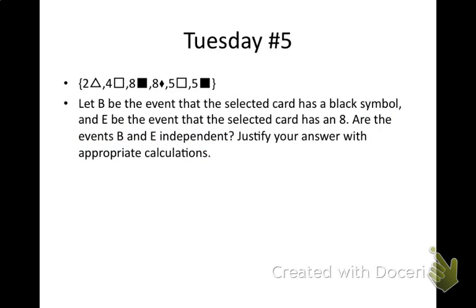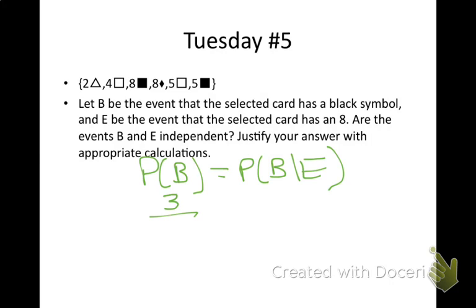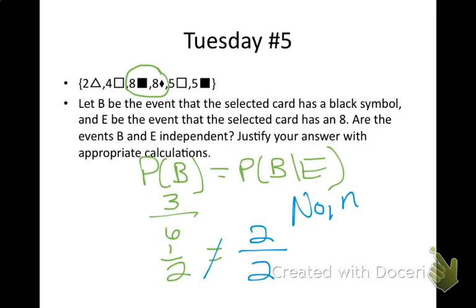Alright, same set of cards, but now we're looking at 2 different events. We want to know the probability of a black card and the probability of a card with an 8 on it. So let's do the probability of a black card given an 8. So the probability of a black card, that's still 3 out of 6, that's still 1/2. The probability that you have a black card given that the card has an 8 on it, well, narrowing it down to just 8, we see that both of those 2 cards have black symbols. Well, since 1/2 doesn't equal 1, that means no, they're not independent. Because probability of B did not equal the probability of B given E.